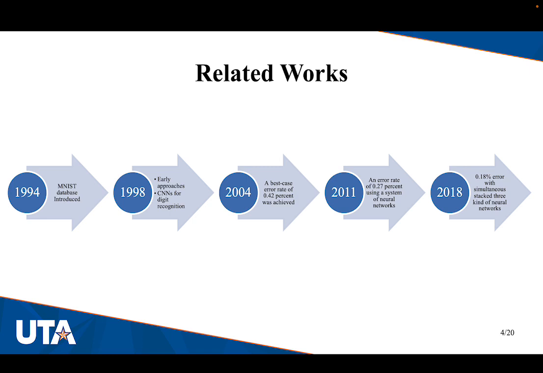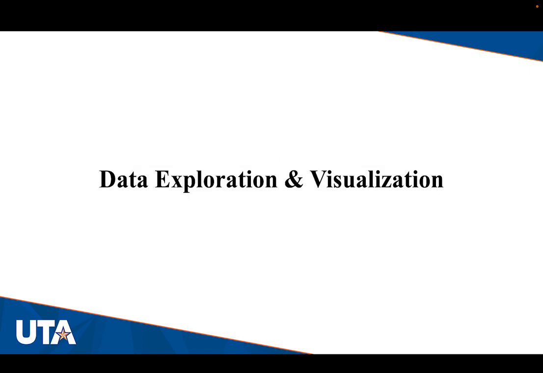Regarding the related work, the MNIST dataset was introduced in 1994, and in 1998 different researchers tried to implement early approaches to handle this dataset with different models like CNN. After that, researchers in different universities and institutes tried to improve their model performance by reducing the error rate.